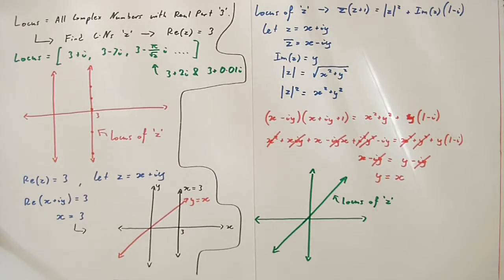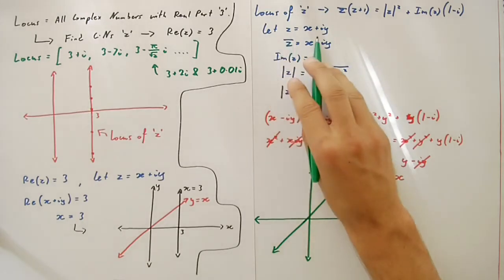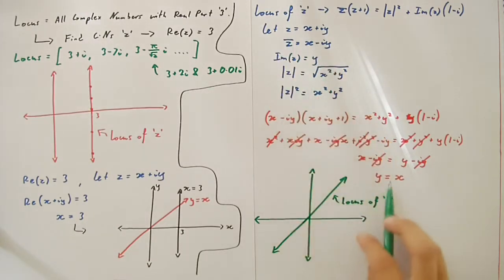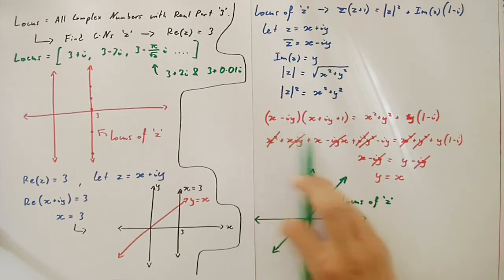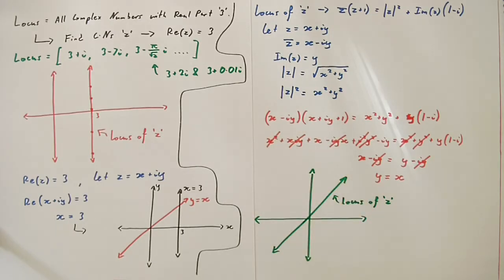Too easy. Now this method of letting the complex number z be equal to x plus iy will always work, but it can be quite long and annoying doing all the algebra. So there are a few special loci that you should be able to recognize directly, like the real part of z is equal to 3. We're going to need some more paper.